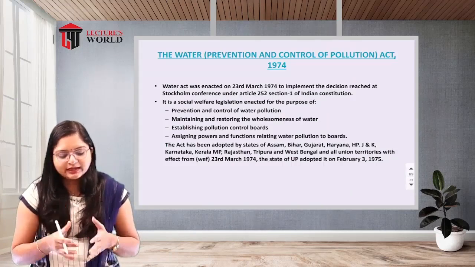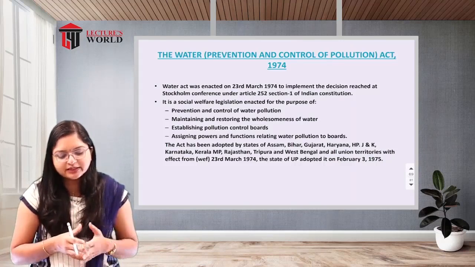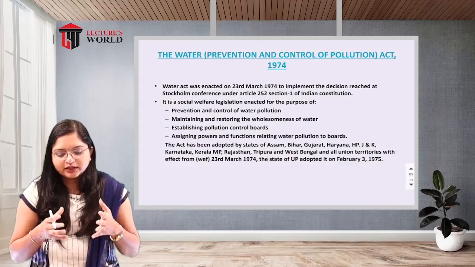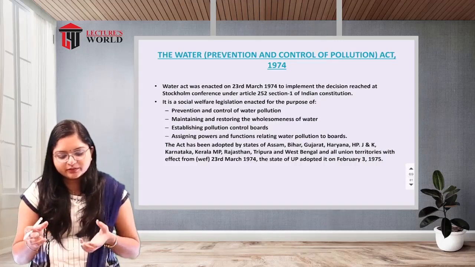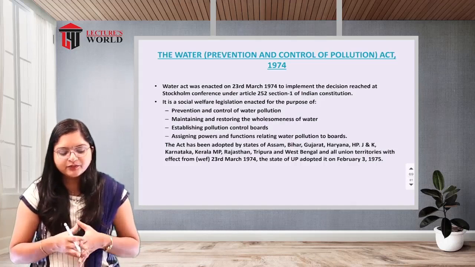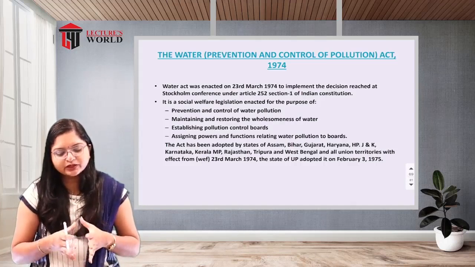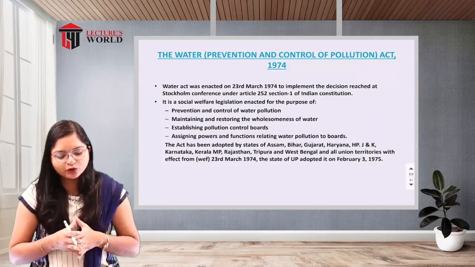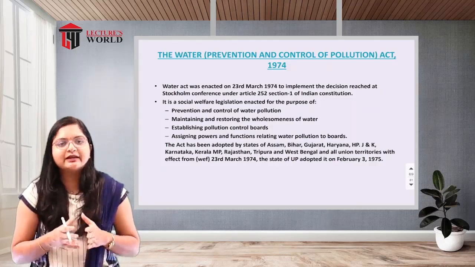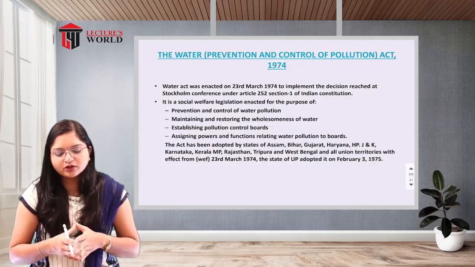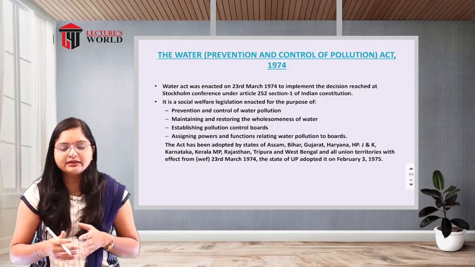The Act has been adopted by many states like Assam, Bihar, Gujarat, Haryana, Himachal Pradesh, Jammu and Kashmir, Karnataka, Kerala, Madhya Pradesh, Rajasthan, Tripura, West Bengal, and all union territories with effect from 23rd March 1974. The state of UP adopted it on 3rd February 1975.